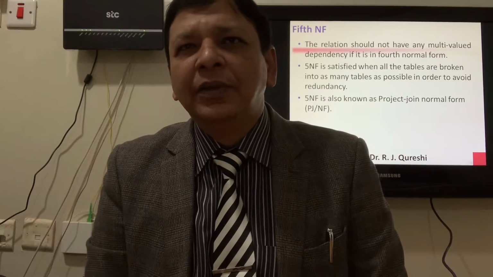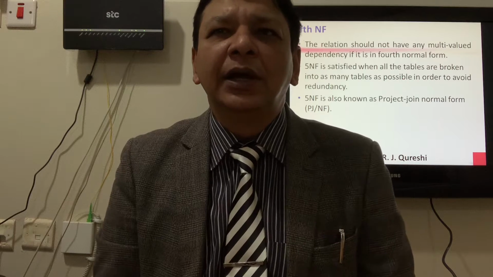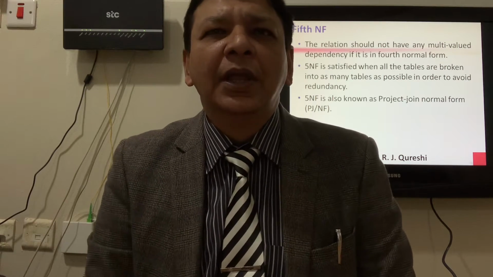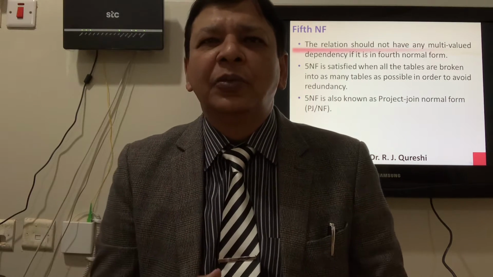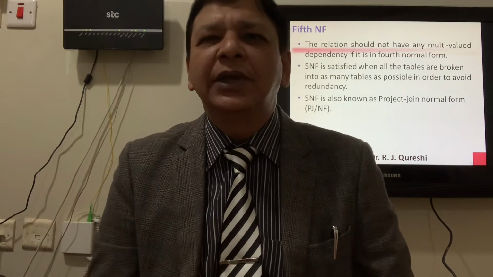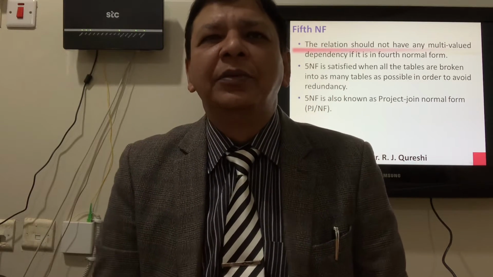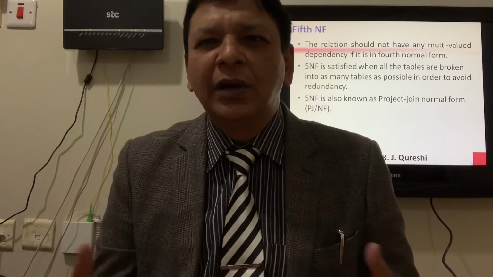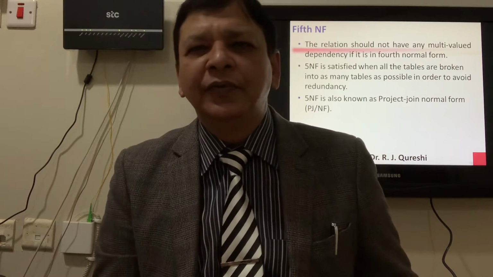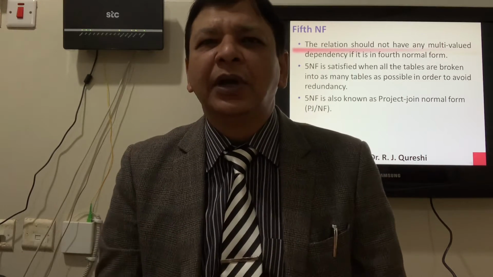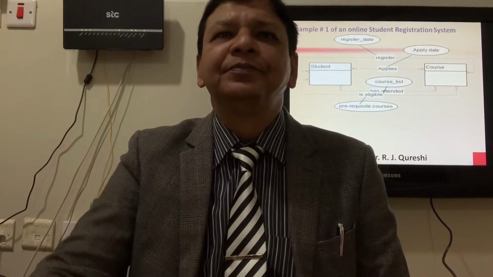Fifth normal form. A relation should not have any join dependency if it is in the fifth normal form, and fifth normal form is satisfied when all the tables are broken into as many tables as possible. It is also known as project join normal form. Normally we go up to third normal form, because sometimes if we reach the fourth or fifth normal form, we have to denormalize it because it's too much normalized. There is no relation between them.